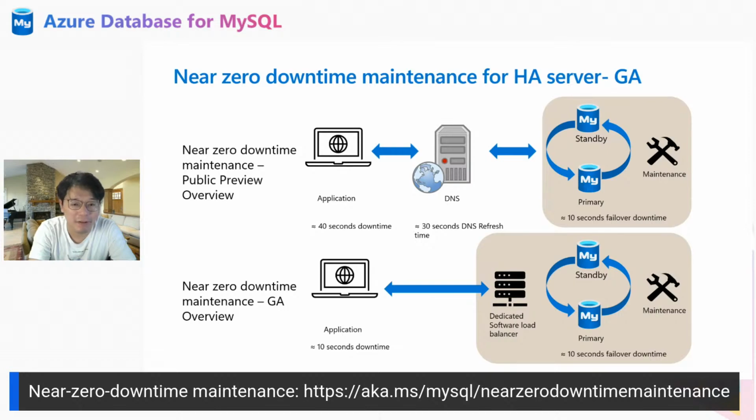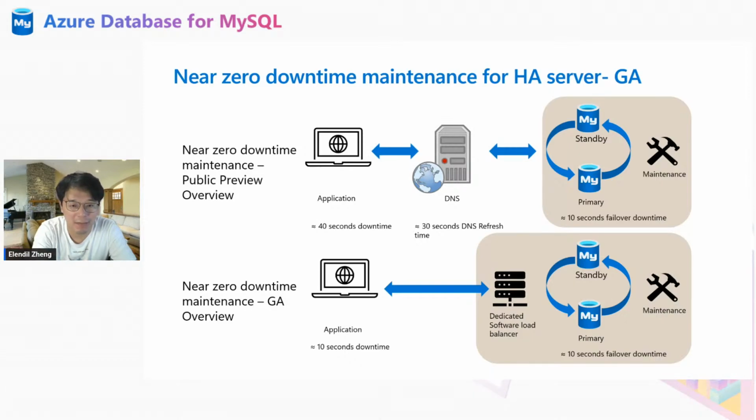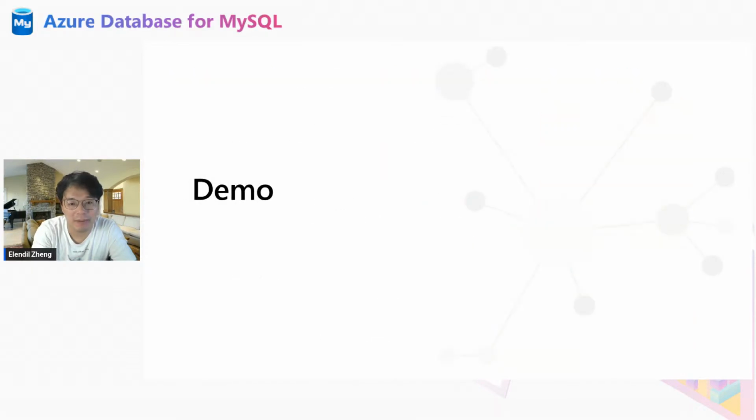By leveraging this new infrastructure, we totally removed this 30 seconds DNS refresh time. So what we experience inside Azure MySQL HA failover during the maintenance will be the time that your application experiences during the maintenance. So usually you will just have around 10 seconds of maintenance downtime for every maintenance. Okay, let's dive deep into the demo session.